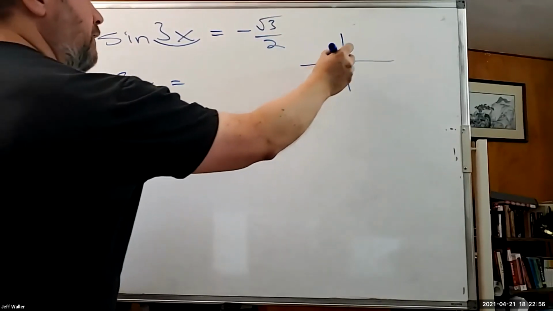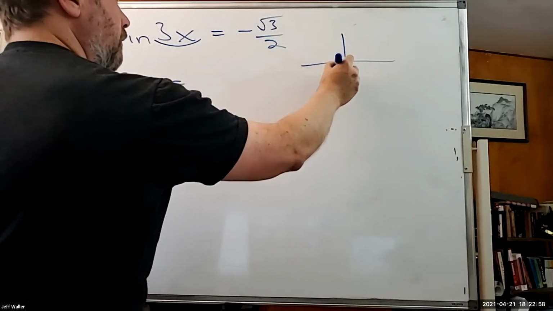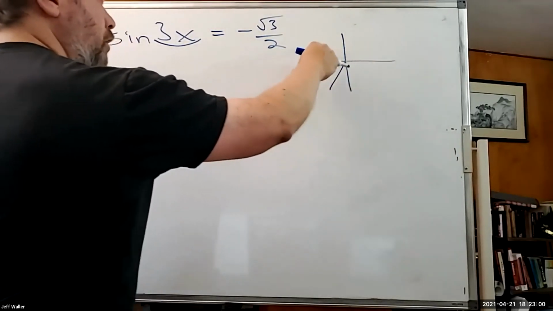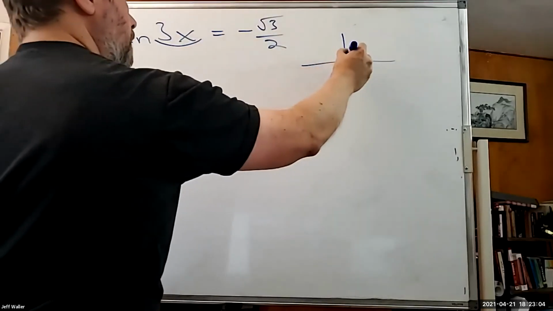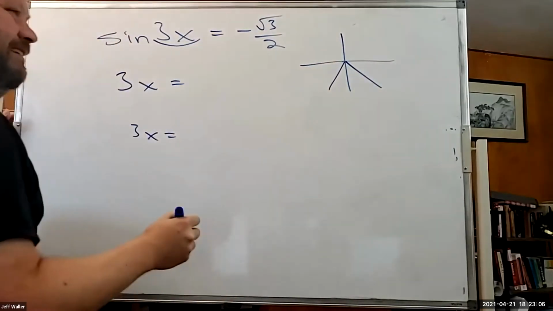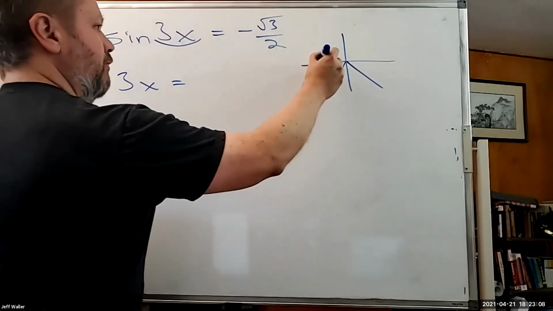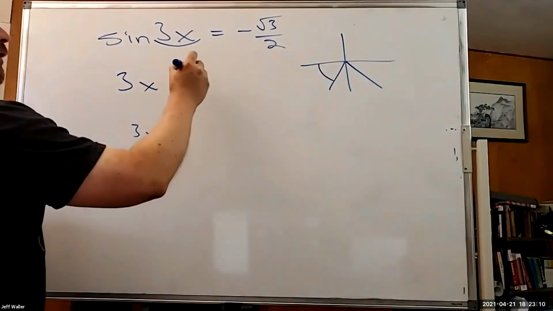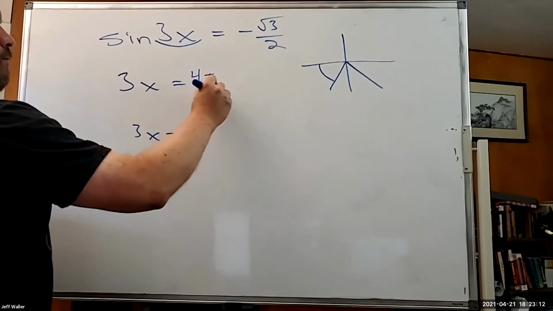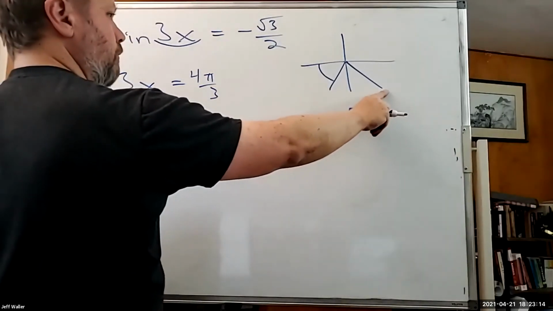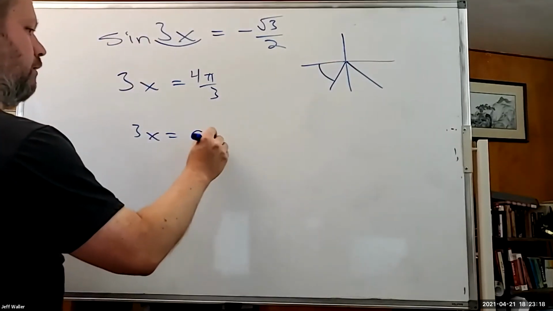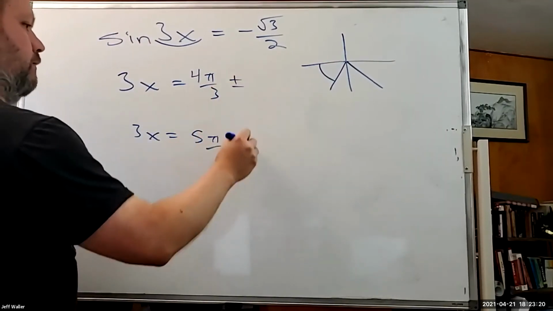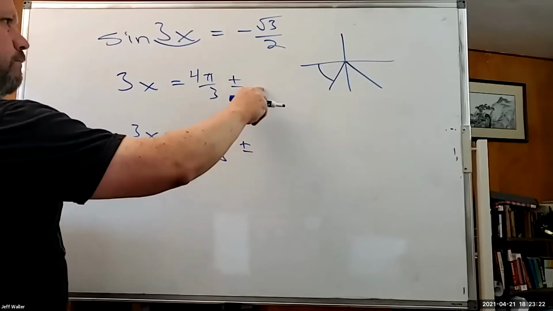I have a pi over 3 reference angle, so I'm going to be 2 pi over 3. No, because that's still where sine is positive. It's going to be down, in quadrants 3 and 4. So I'm going to be pi over 3 past pi, which is 4 pi over 3. Is that cool? And of course, what's this one? 5 pi over 3. Good. Plus or minus, right? Plus or minus what?